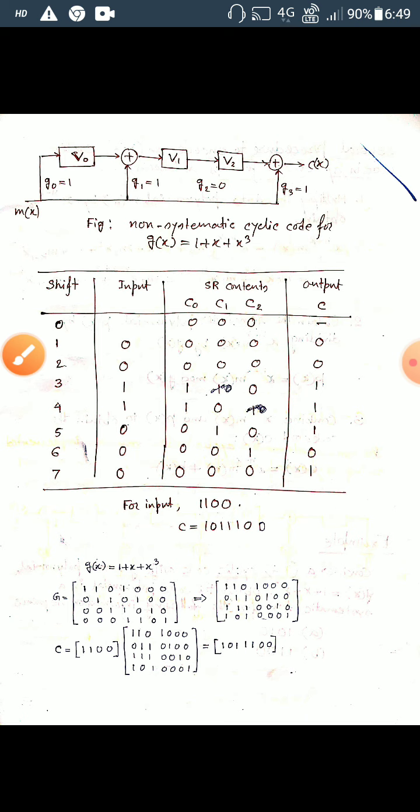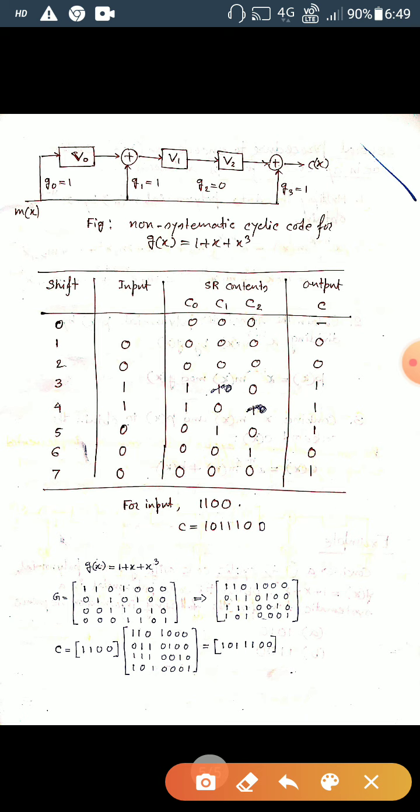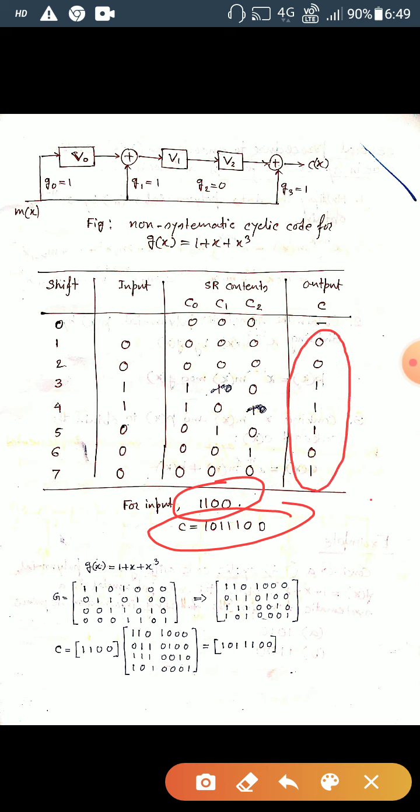So you can get the code word for the message 1100. Look, this is the table also given to you. You have to check from lower to upper side. So this is 101100. So this is the code word for the message 1100.